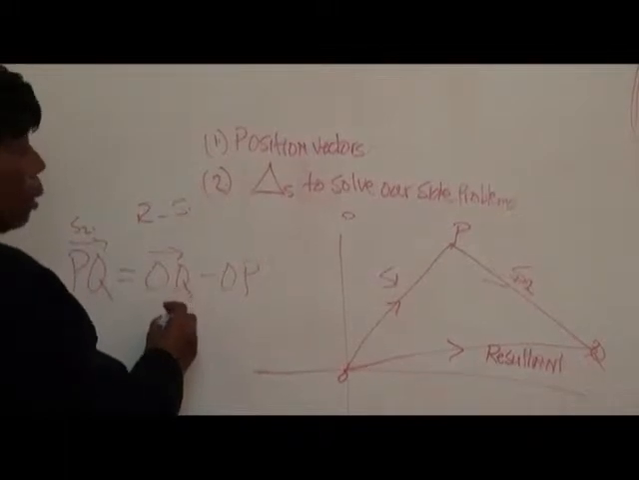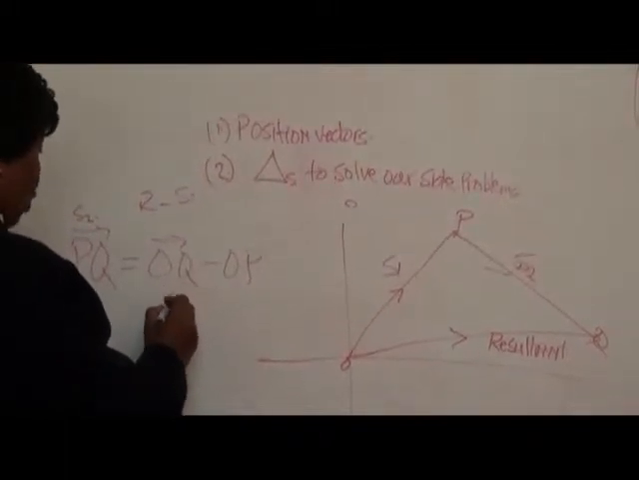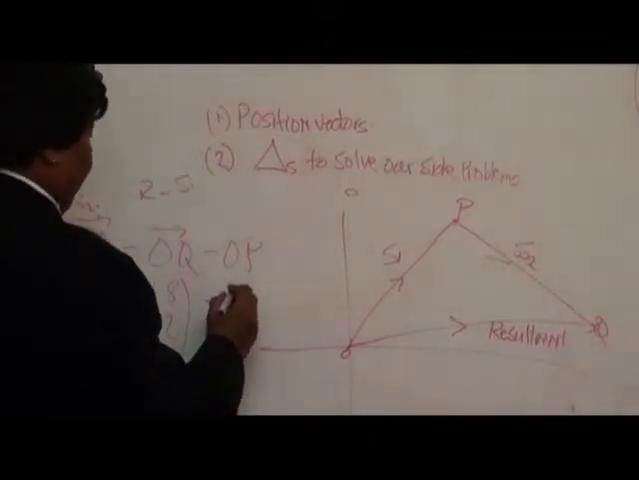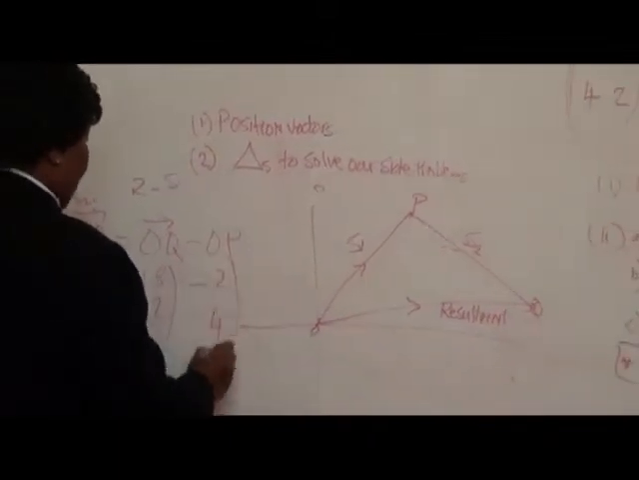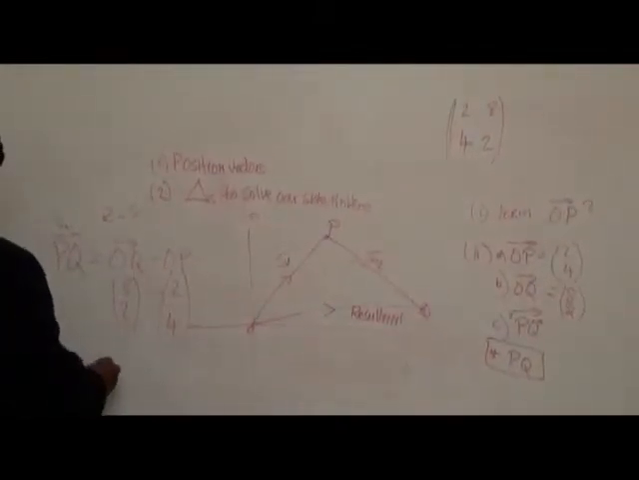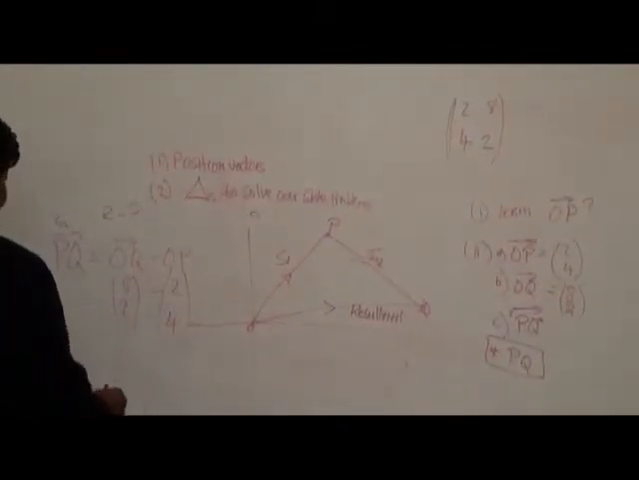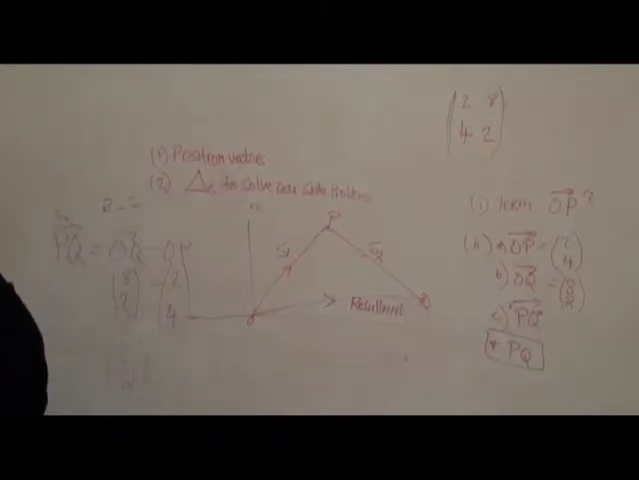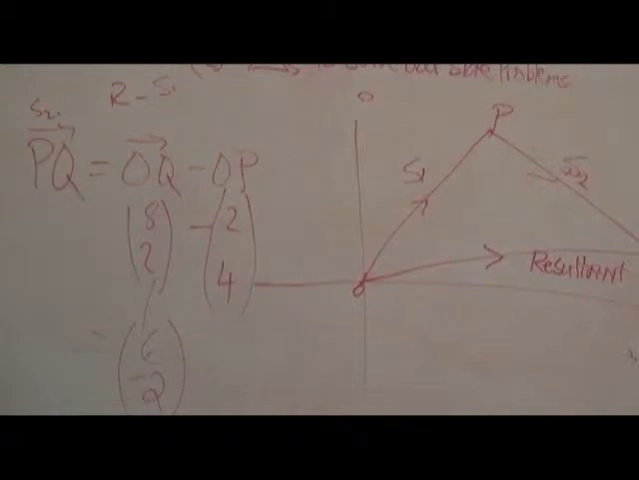The value of OQ is (8, 2). And what is the value of OP? (2, 4). Can we not find PQ? Yes, we can. What's the answer? (6, -2). That's it.